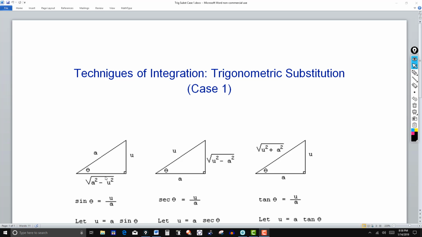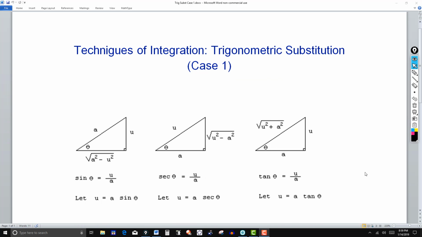In case 1, it'll be of the form a squared minus u squared, or that could be a squared minus x squared, where a is a constant and of course u will be the variable. So you can see the three setups in each scenario there. Notice at the bottom of the triangle we have sine theta, secant theta, tangent theta, and notice it's all u over a, u over a, u over a. So that'll help you remember what the setup will be in case you're taking a test and you're not allowed to use your notes or whatever.